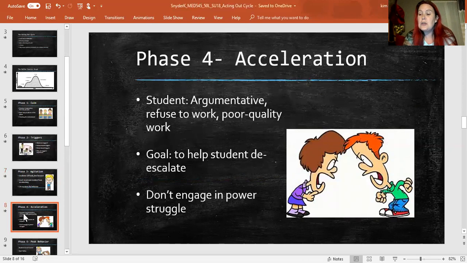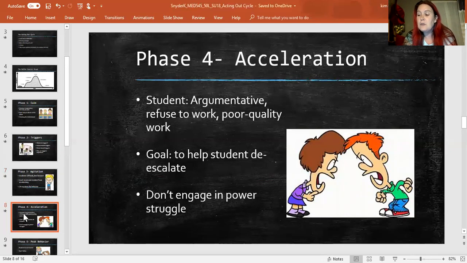This phase is usually when teachers start to pay attention to the behaviors. The student will become argumentative, refuse to work, or produce poor quality work. Teachers are more aware during this phase because the behaviors being presented will start to disrupt the lesson or the other students. In the acceleration phase, teachers need to do their best to redirect instead of engaging. At this point, you don't want to get stuck in a power struggle with the student or a never-ending argument.